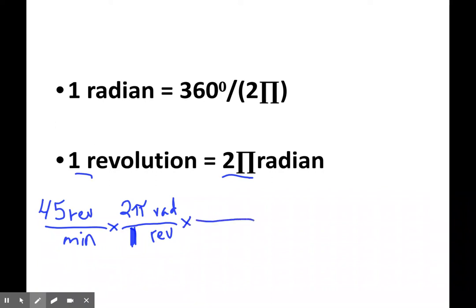So minutes is on bottom. We need minutes on top now to get our seconds on bottom. So there's 60 seconds in 1 minute. And then we would take 45 times 2 pi divided by 60. I know in math what they want you to keep things in terms of pi. I personally would rather you go ahead and type in and get a decimal for our answers.